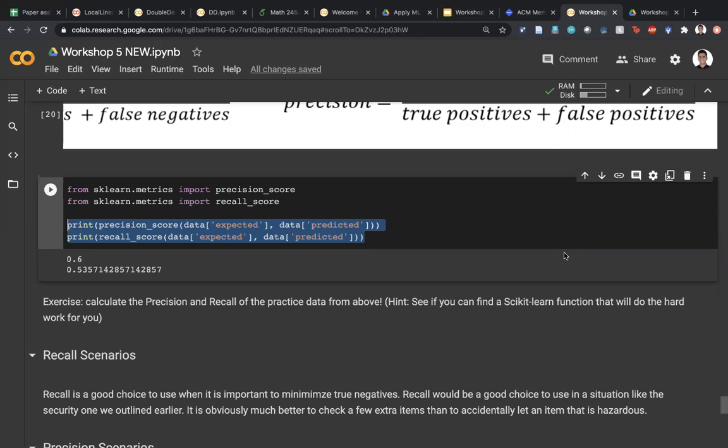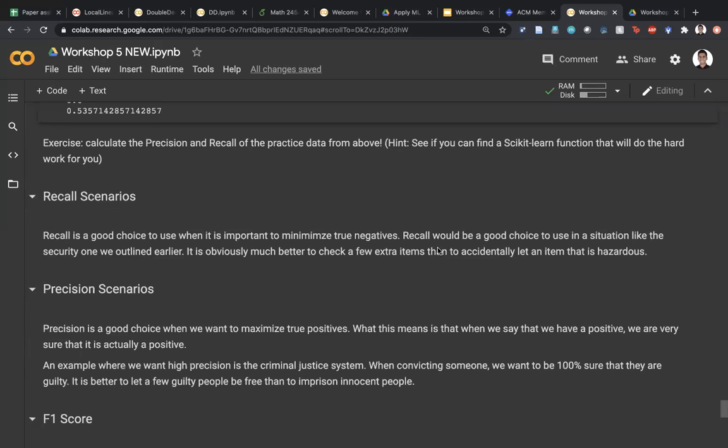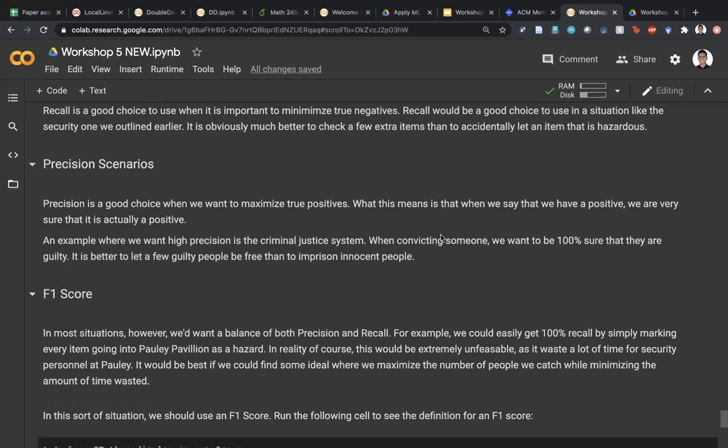So now let's talk a little bit about precision. Varun, if you want to scroll down to our precision section. So precision is a good choice when we want to maximize true positives. This means that when we predict something is a positive, we want to be absolutely right that it is a positive. So one example where high precision could be important is the criminal justice system, because when we're convicting someone, we want to be 100% sure that that person is guilty, right? It's a pretty famous saying in America, right? Innocent until proven guilty.